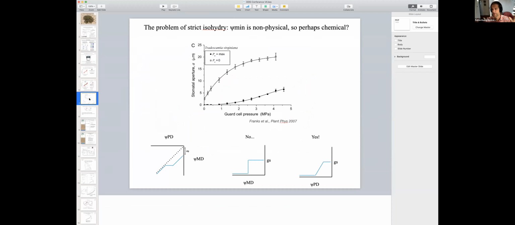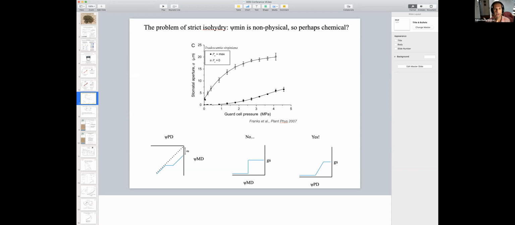So iso and aniso. I'm not going to get too deep into this. Yuri has a wonderful paper and tips about how this is not just a behavior of plants, it involves the soil. And we're going to see how that plays out in a couple of slides. But there is something interesting about strict isohydry that I would like to get on the table, and that is that it's non-physical. It's impossible physically. It requires chemistry. So something like hormones, right? Why do I say that?